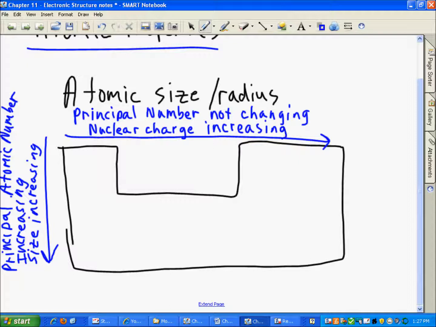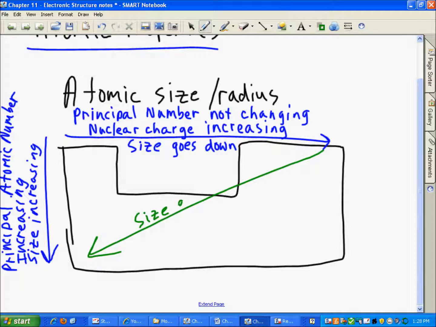And the size goes down, because the nuclear charge tends to pull the electrons closer. So the trend for size is that as you go this way in the periodic table, size goes up.